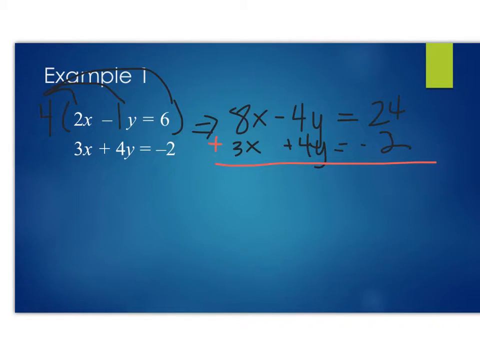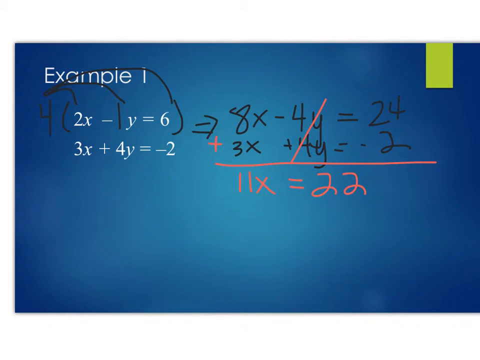So now, look at the x's. We have 8x plus 3x. That gives us 11x. Now we have -4y plus 4y. So the same number, opposite sign, that's 0. And that was the whole point of us multiplying. So we got the y's to cancel out. And then on the other side, we have +24 plus -2. That's going to be 22.